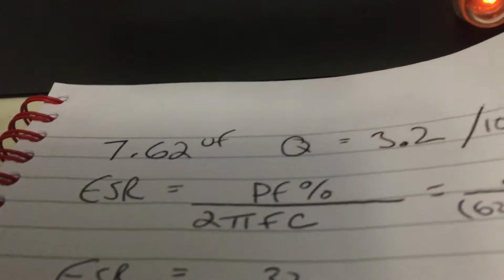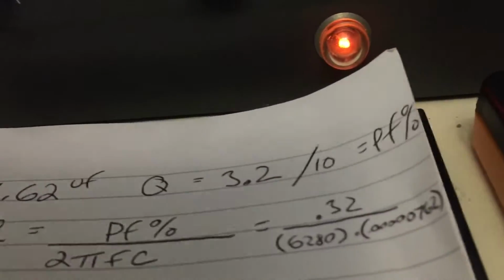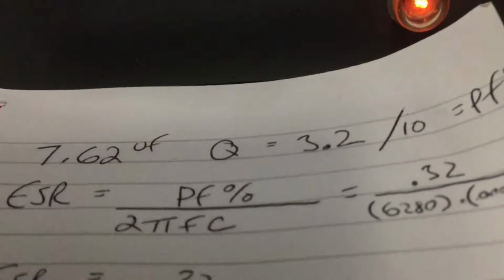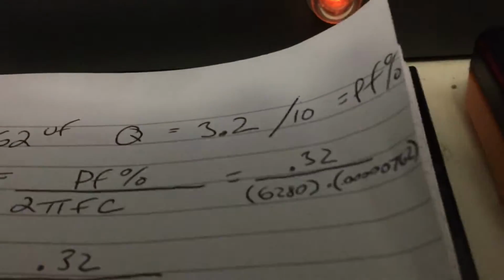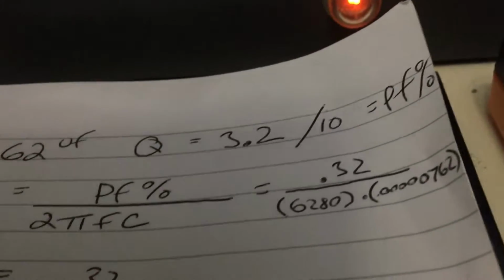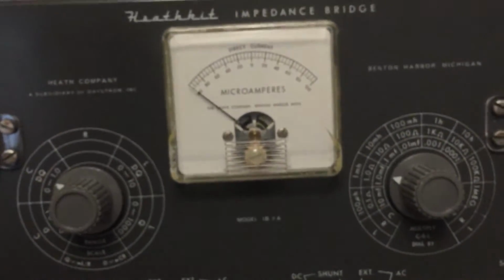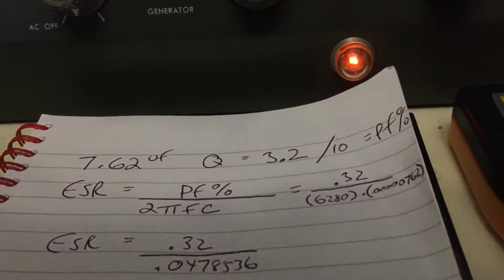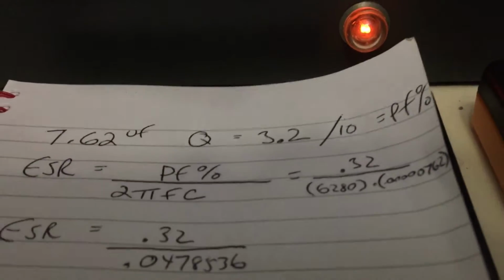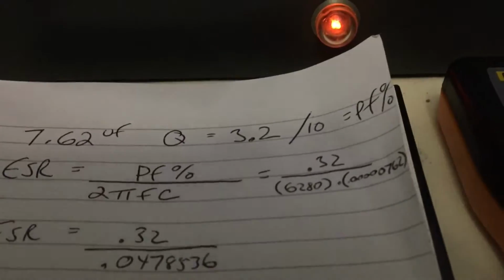And the ESR is going to be that value, 0.32 divided by 2 times pi times frequency times capacitance. So we're going to end up with 6280. All the measurements done on this unit are at 1 kilohertz. And our value obviously is going to be converted into a decimal.